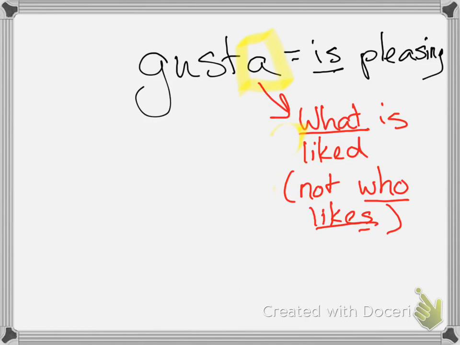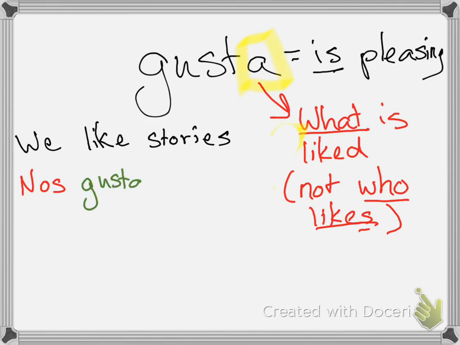So if, for example, I want to say we like stories, because who doesn't like stories? We like stories. Now I know that this we is going to be replaced by nos, right? Because really what I'm saying is stories are pleasing to us, nos. Okay, and then like is going to be gusta, right? And then stories are cuentos or historias, right? So I'm going to put cuentos.